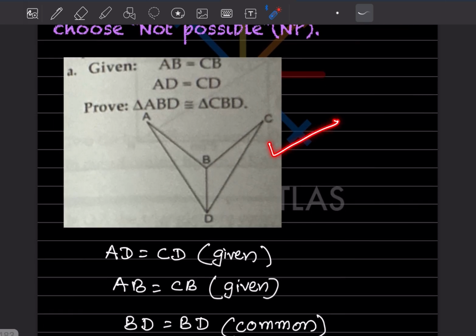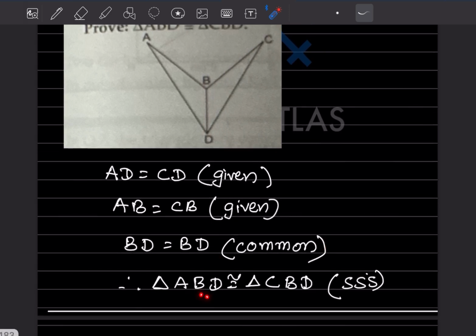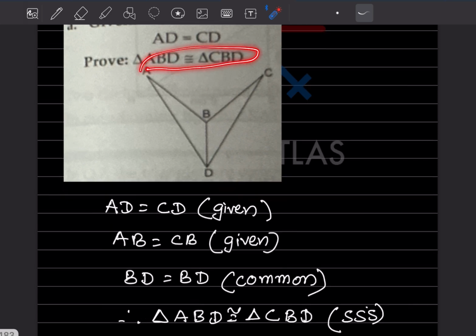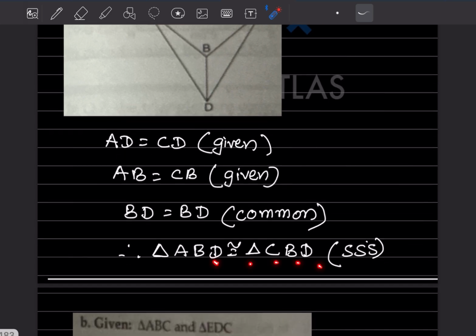We can see for this first one, given AB is equal to CB and AD is equal to CD, and we have to prove triangle ABD is congruent to CBD. So now here they are given AD is equal to CD, that is given. AB is equal to CB, that is also given. So now what we can see for both these triangles is BD is common, right? So we can write here BD is equal to BD, that is common. So now therefore we have to prove that ABD is congruent to triangle CBD.